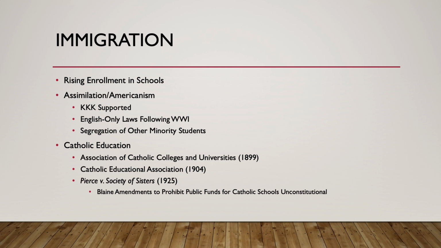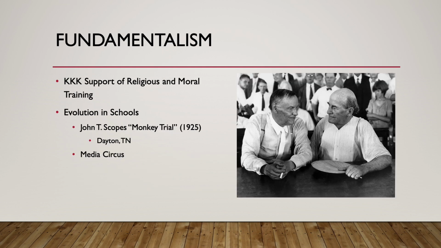So this brings us into another idea that was very popular at the time: fundamentalism, the idea that what was in the Bible was 100% true. This received a lot of support from the Ku Klux Klan, who were very interested in morality and in this religious ideology at the time. And the target of a lot of the fundamentalism as far as schools were concerned was the teaching of evolution.